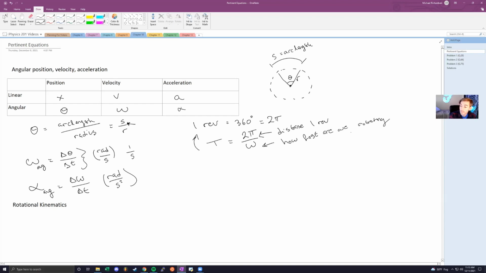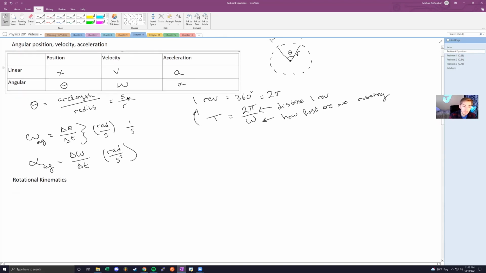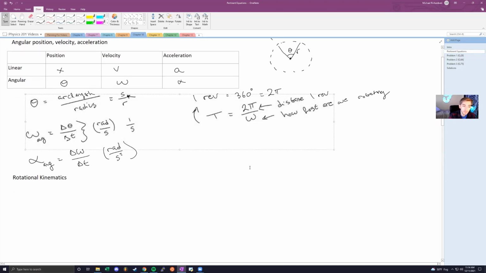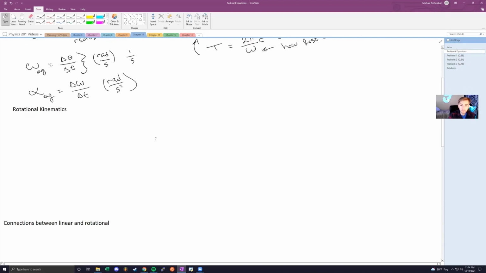How fast we rotate. Okay. So after we've already defined what exactly these are, if we think about it in terms of how we had defined our position, velocity, and acceleration in the linear sense, one of the first things we did right after that was going to our kinematics.